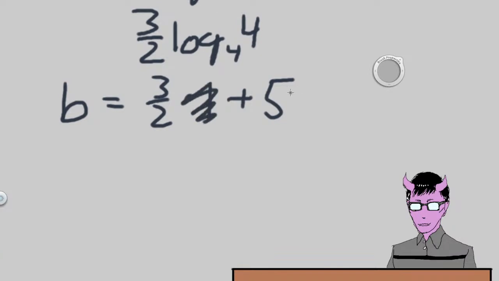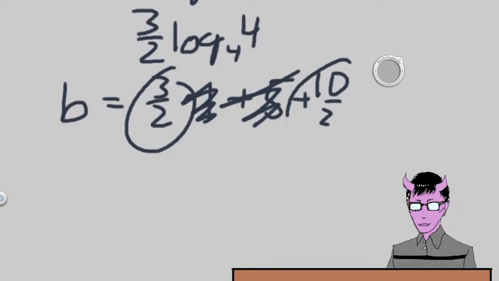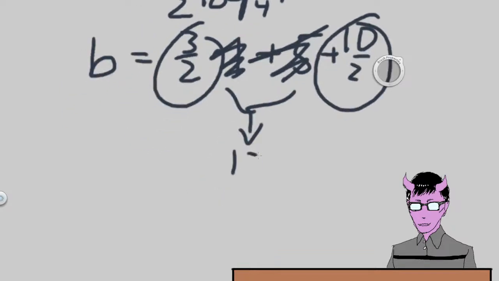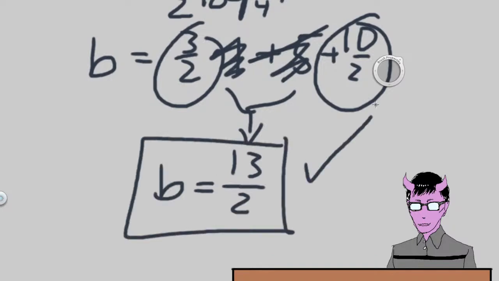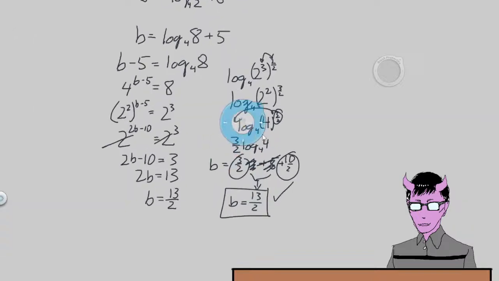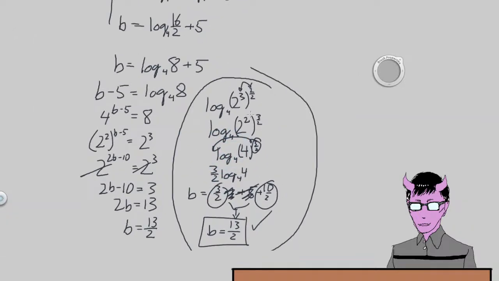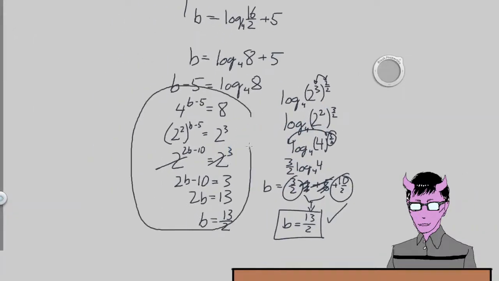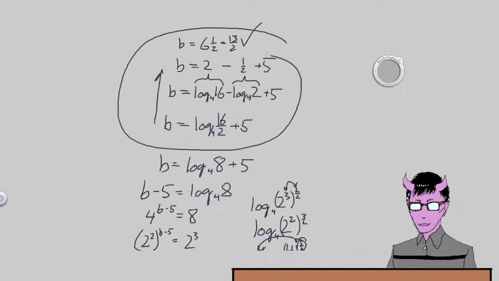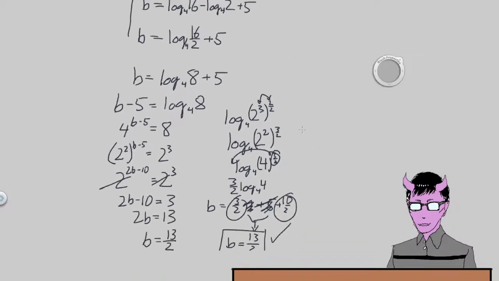So cross that out. And then 5, we want to match the denominator, so it becomes 10 over 2. And of course, summing those, we get 13 over 2, which is in agreement with our other 2 answers. And we're good to go. So, in my opinion, this is the fanciest one. I probably would have done it this way. This way is just as valid, though. Yeah, all equally valid ways.